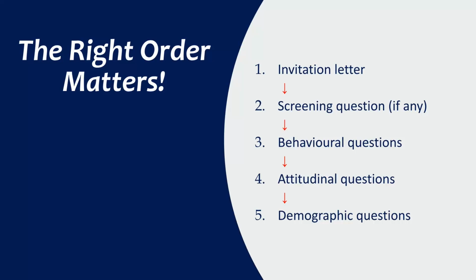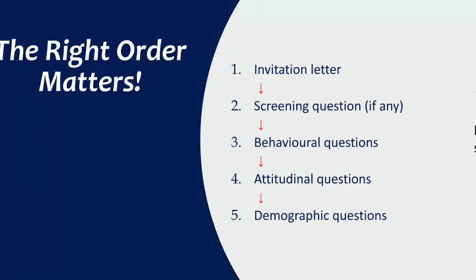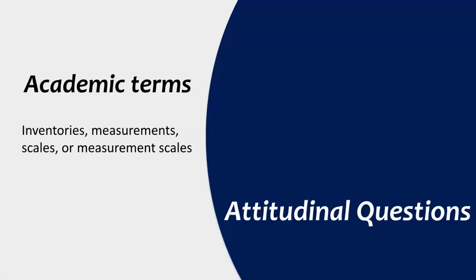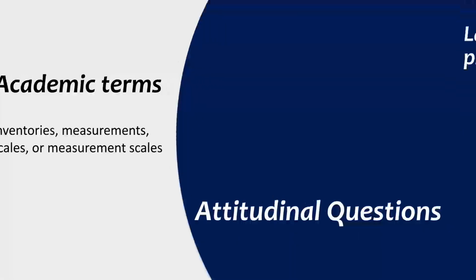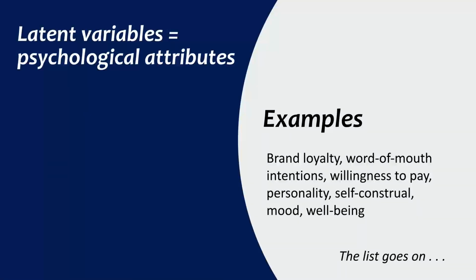Now let's get into what is often the most substantial part of your questionnaire, attitudinal questions. In academic terms, attitudinal questions are usually what we call measurement scales or inventories. Their job is to measure latent variables, psychological attributes that you can't observe directly. Let's look at some examples. Things like brand loyalty, personality, or general well-being are classic examples of latent variables.